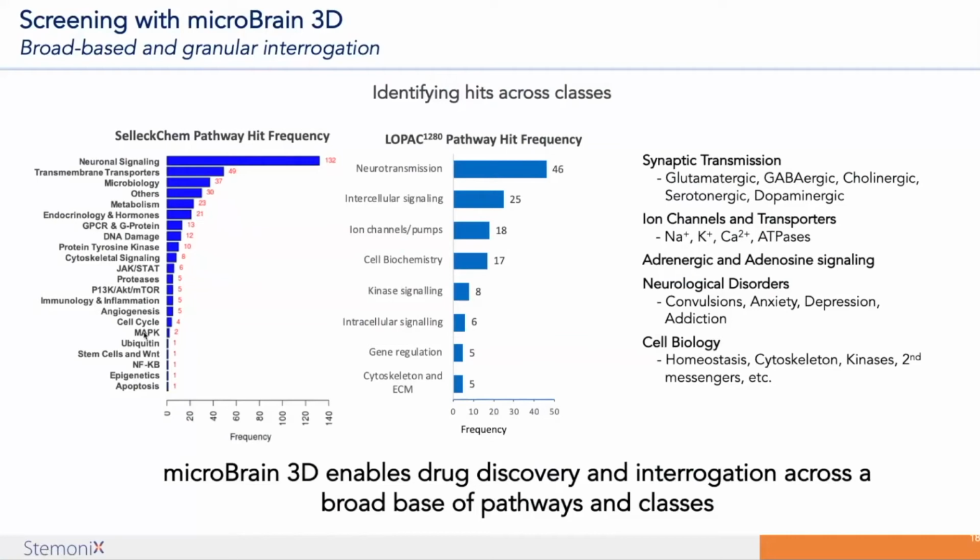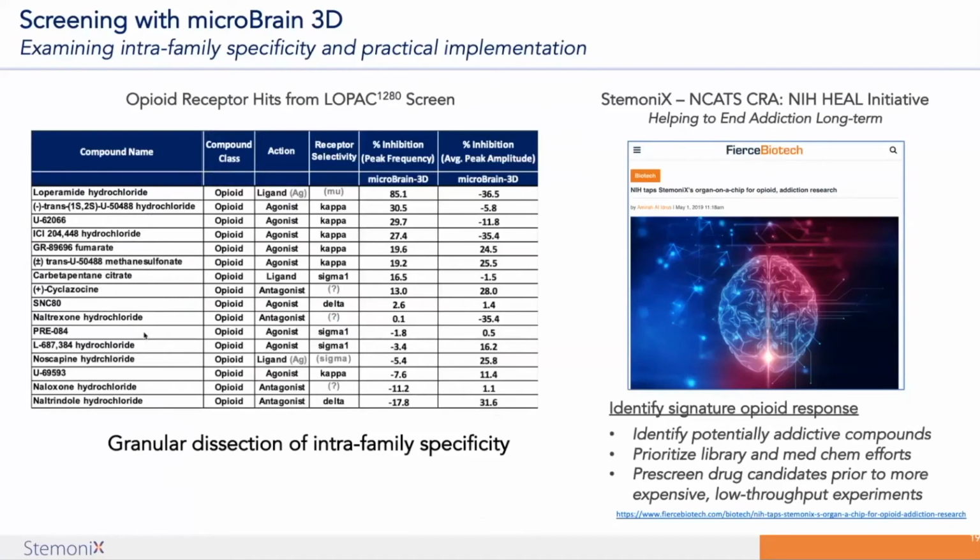This type of data allowed us then to enter into a research collaboration with the NCATS, part of their NIH HEAL initiative, which is helping to end addiction long term. Basically, looking for substitutes for opioids that may still have the same analgesic effect, but without the addictive effect. The idea here is to be able to identify compounds and really rank them and prioritize them before taking them further into developmental aspects. Right?